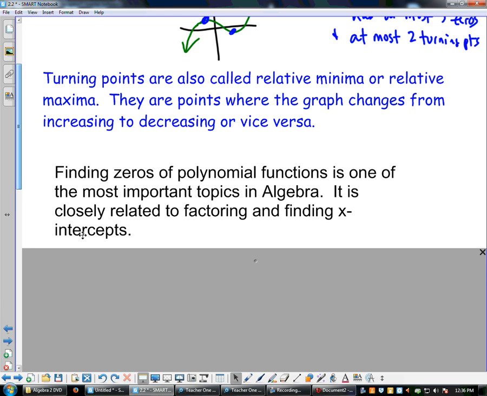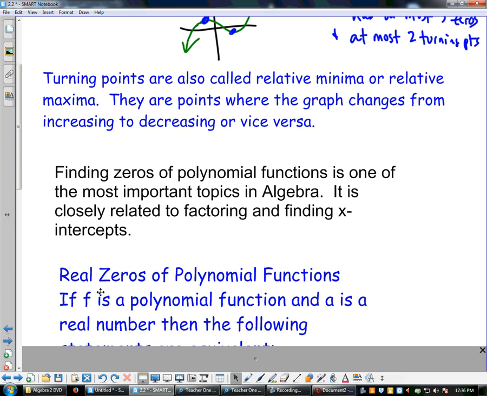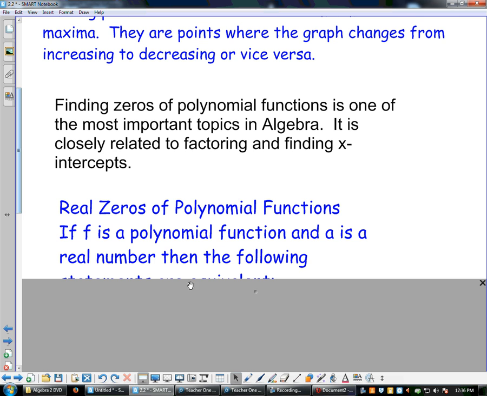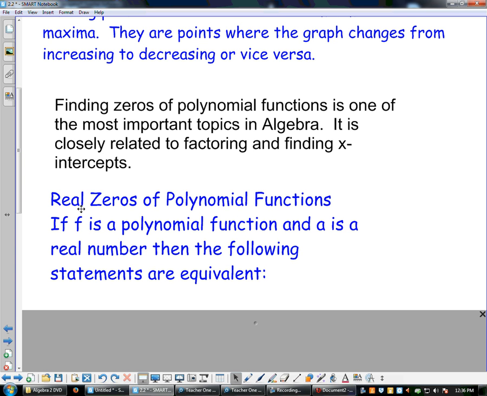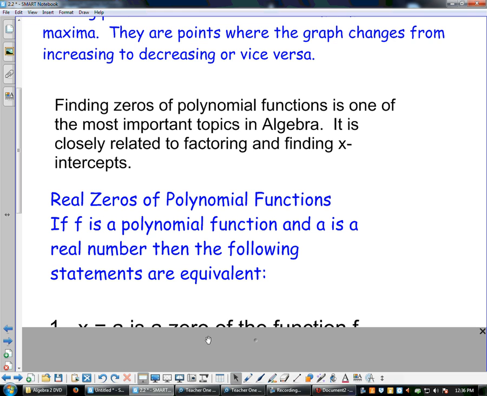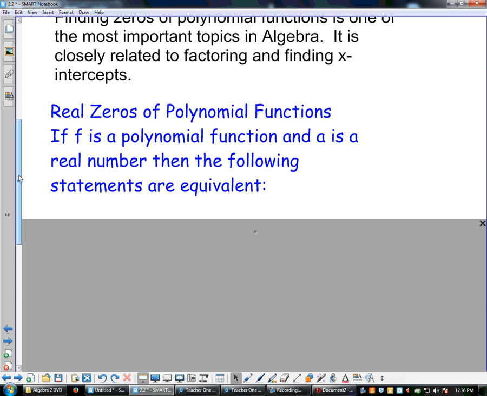All right, finding zeros of polynomial functions is one of the most important topics in algebra. It is closely related to factoring and finding x-intercepts. First of all, what are the real zeros of a polynomial function? If f is a polynomial function and a is a real number, then the following statements are all equivalent. So this is kind of nice. This is kind of like wrapping up a bunch of things in algebra with one ribbon, because we're tying a bunch of things together.